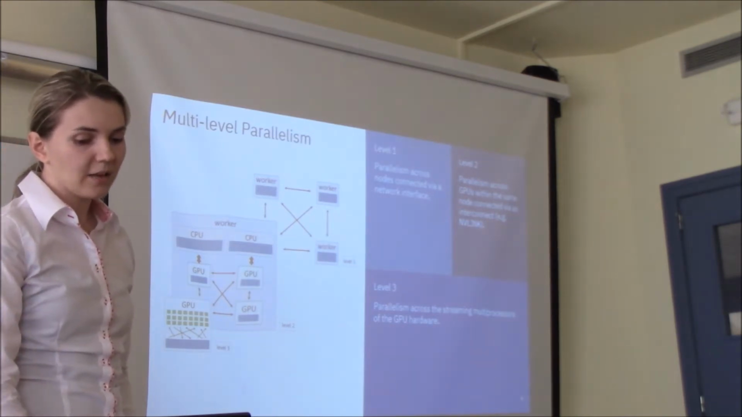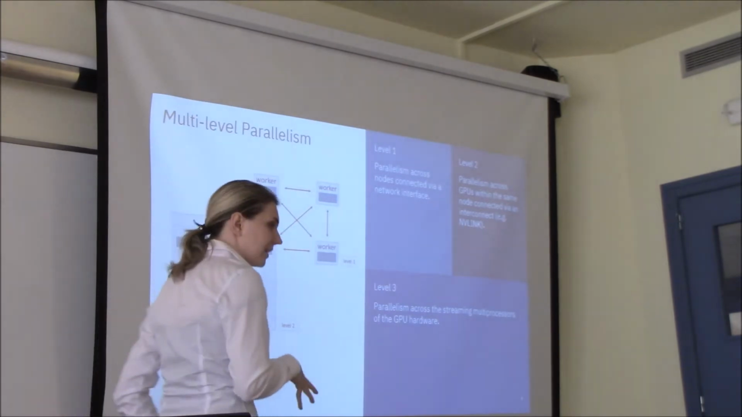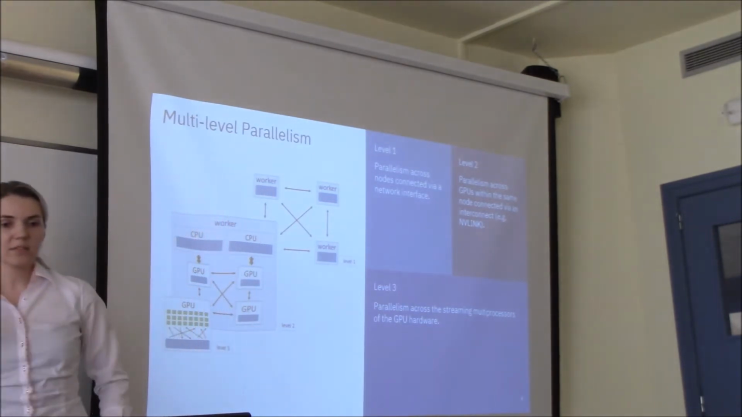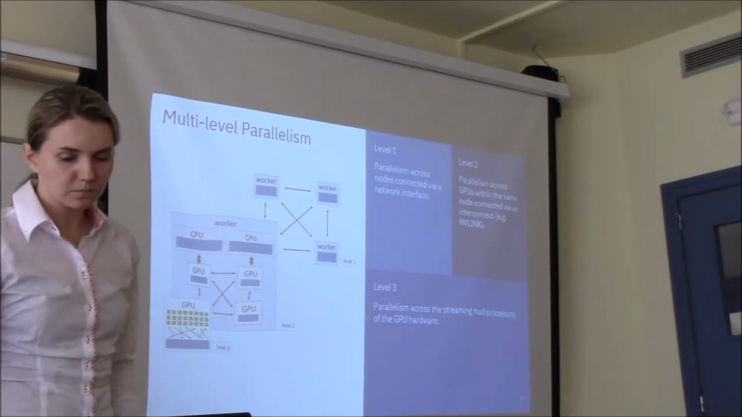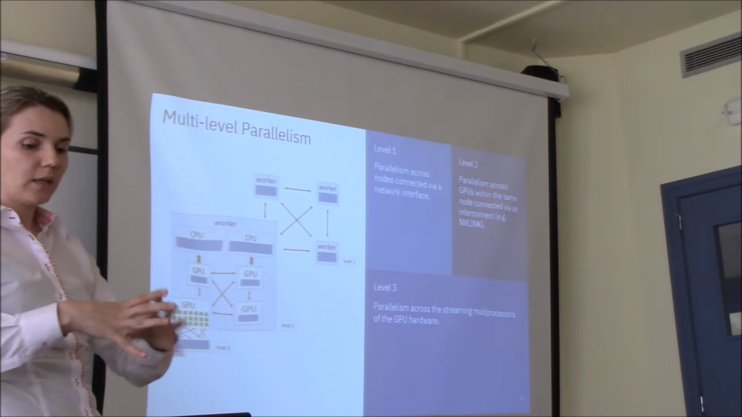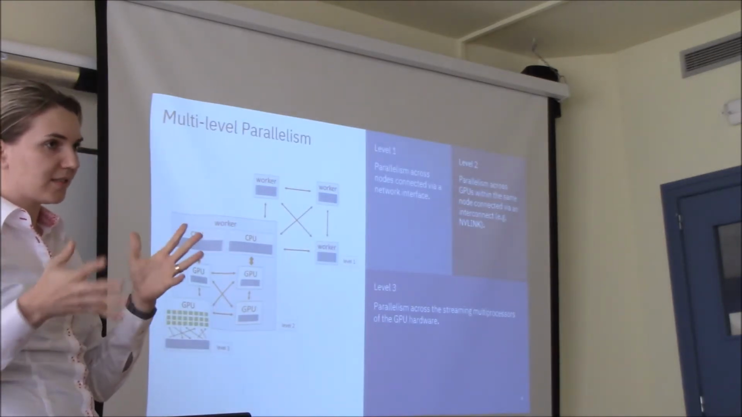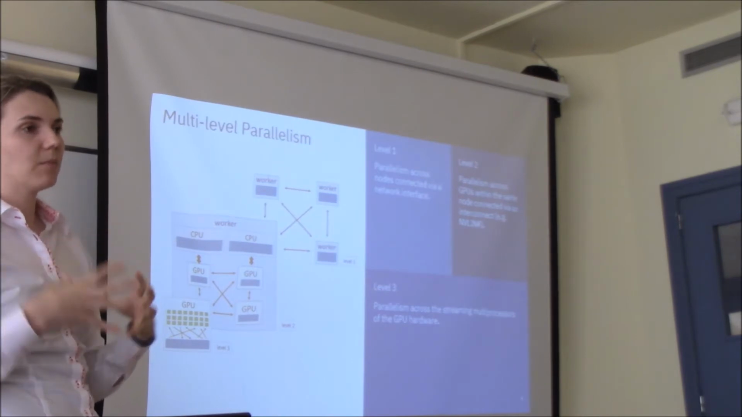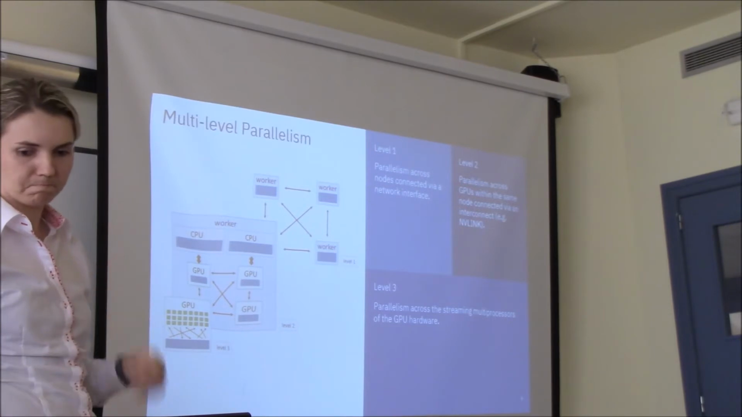And the third level is inside each GPU, or inside each CPU. Because in both CPU and GPU, you have multiple multiprocessors, streaming multiprocessors, in the GPU hardware. And if you don't have a GPU, you probably have a multi-core, multi-CPU system, and SnapML is able to run in a multi-threaded manner.